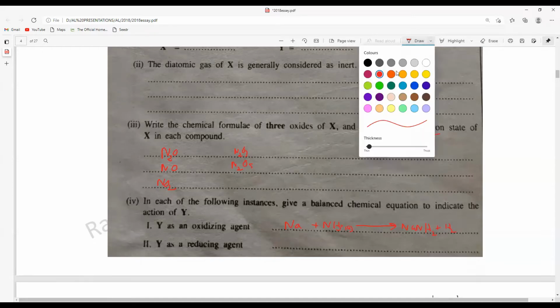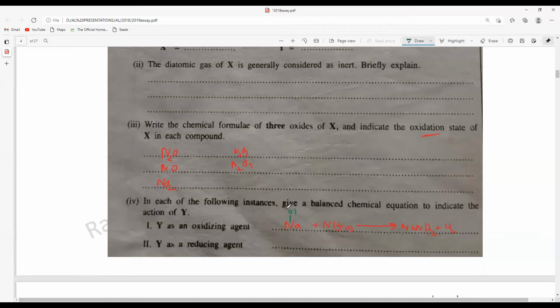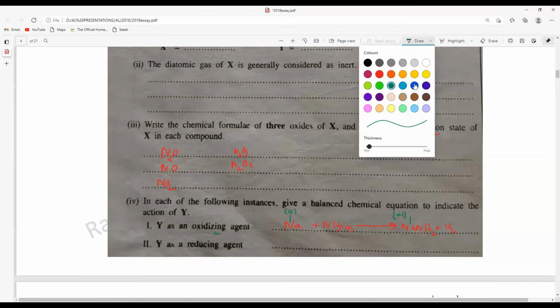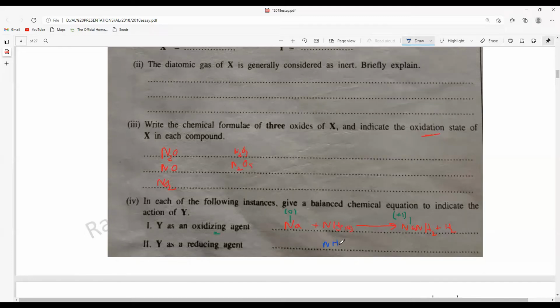So you see here, there can be many other reactions, even with lithium or even with magnesium. So with lithium, it will be lithium nitride and hydrogen. So it will be a different reaction. So you see here, sodium is 0 here, but sodium here is +1. So sodium is oxidized. So that is why it acts as an oxidizing agent. In a similar way, you can think about the ammonia reaction. You can give the states if you like, okay?